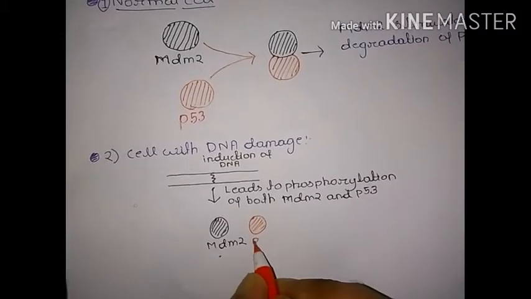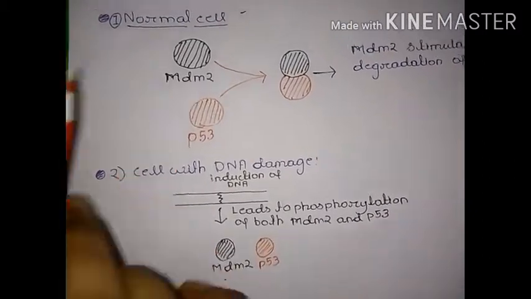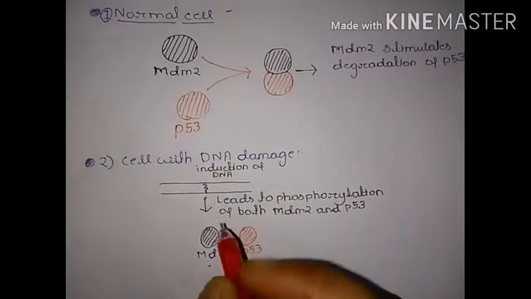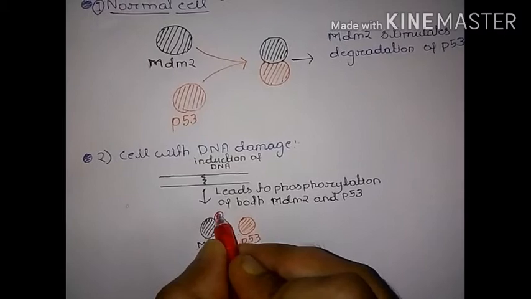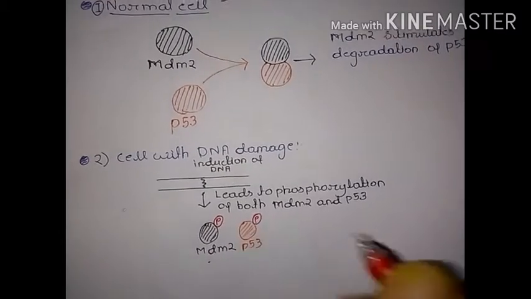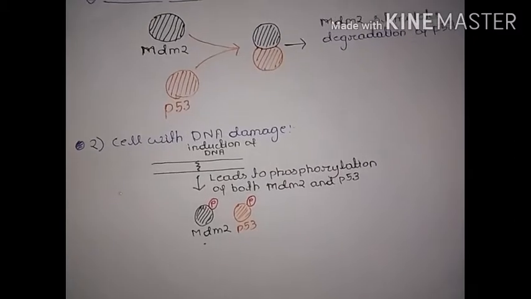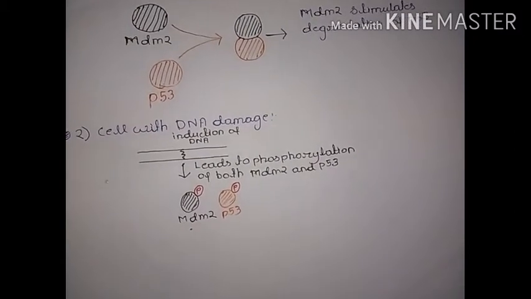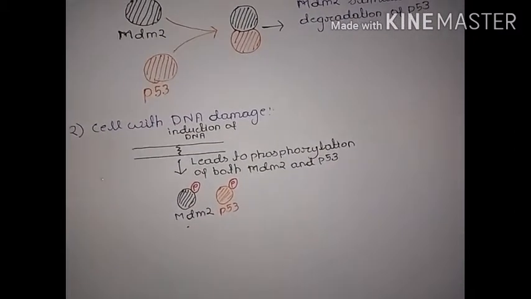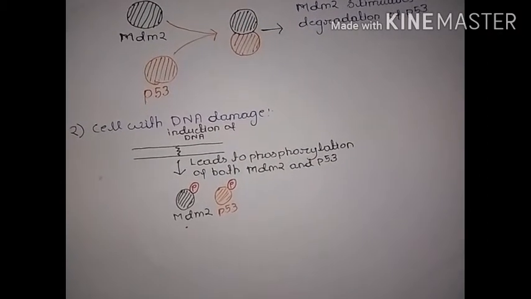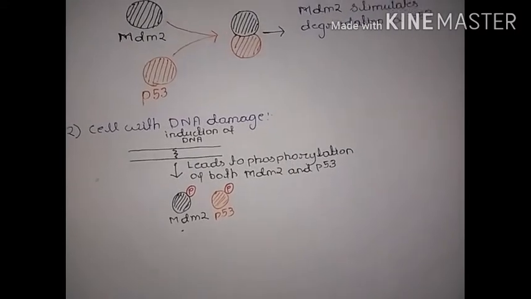So this is p53, another is MDM2. The phosphorylated form of MDM2 combines with p53, and now p53 is free. p53 is a transcription factor. So what is the role of a transcription factor? The role of the transcription factor is to stimulate the expression of some genes.